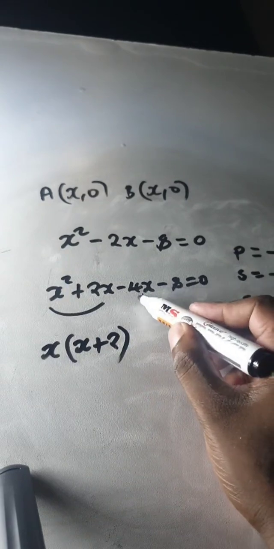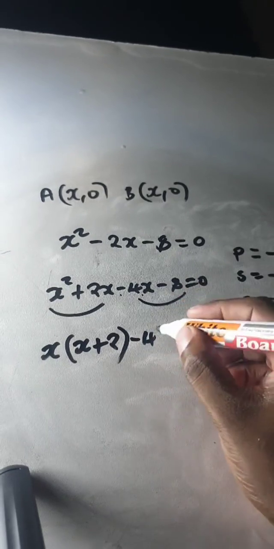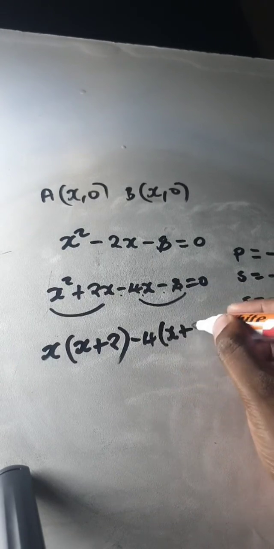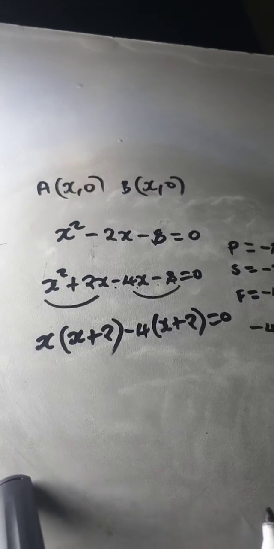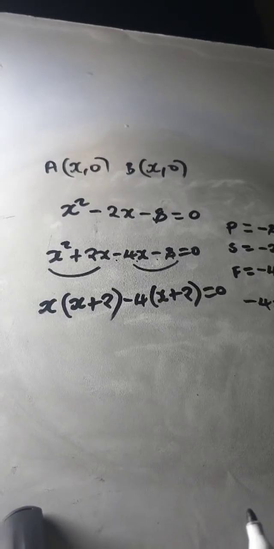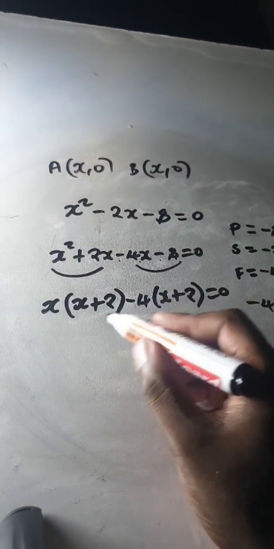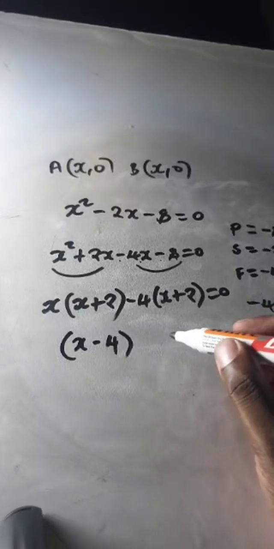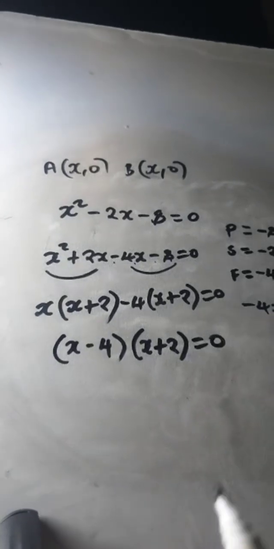What is common in the second part? Negative 4. Negative 4x divided by negative 4 is x. Negative divided by negative is positive. 8 divided by 4 is 2, equal to 0. Then we are going to get these which are outside in one bracket, so it will be x minus 4. These factors in one, then you have x plus 2 equate to 0.